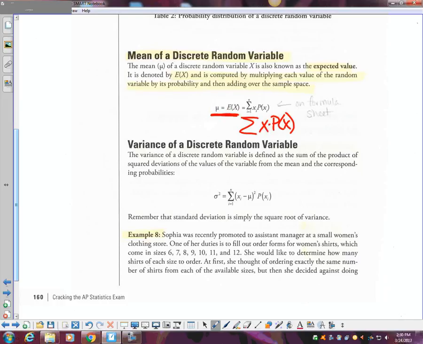Variance has a formula, not really something you need to worry about. Remember that the standard deviation is just the square root of the variance. No big deal.